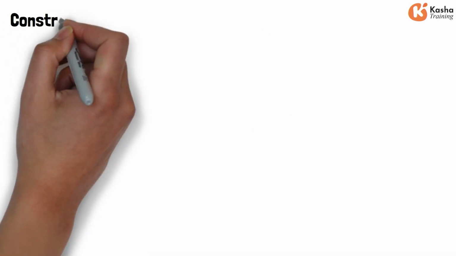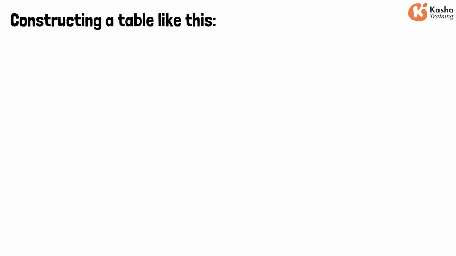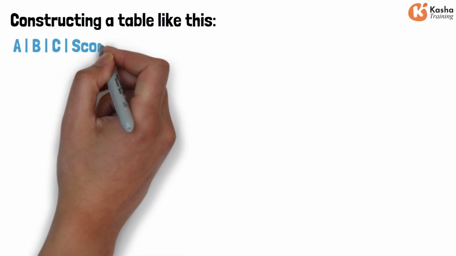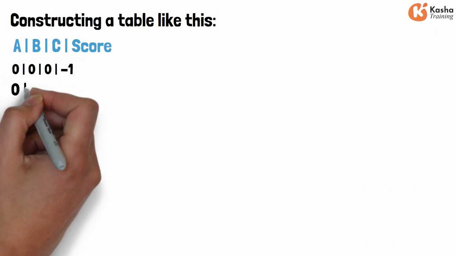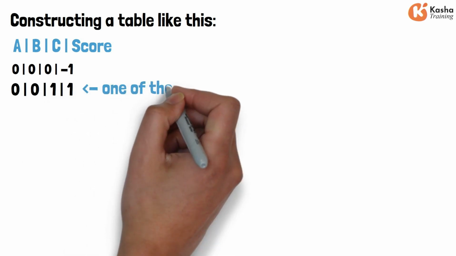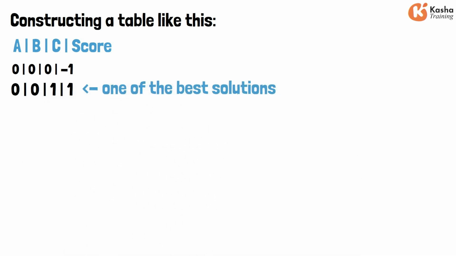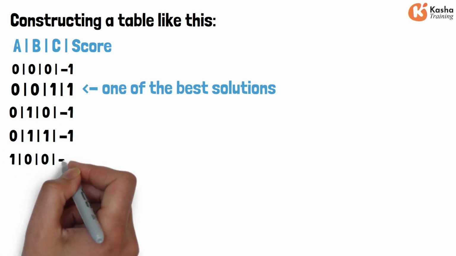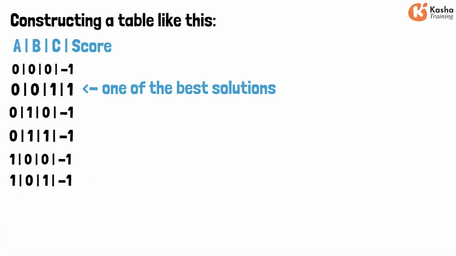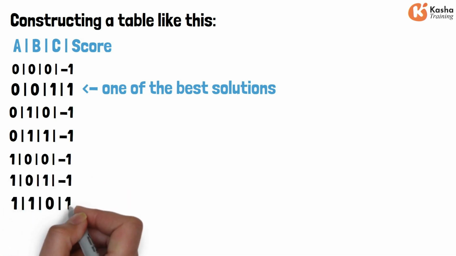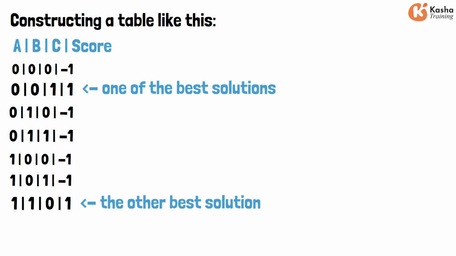So, you can think about constructing a table like this. A, B, C, score. 0, 0, 0: minus 1. 0, 0, 1: 1, one of the best solutions. 0, 1, 0: minus 1. 0, 1, 1: minus 1. 1, 0, 0: minus 1. 1, 0, 1: minus 1. 1, 1, 0: 1, the other best solution. 1, 1, 1: minus 1.